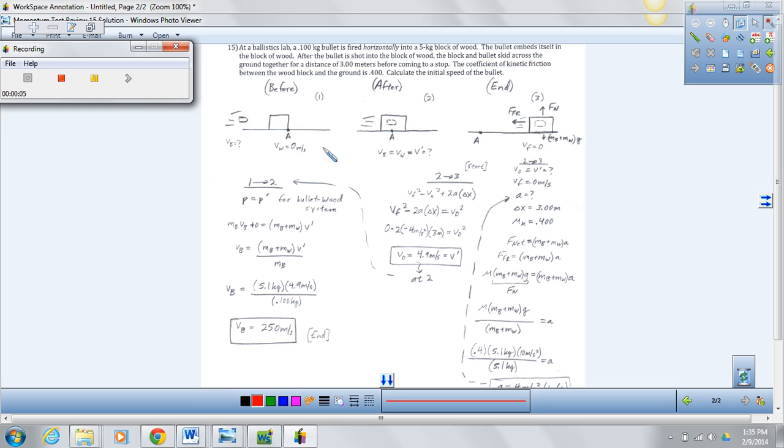The bullet embeds itself in the block of wood, and after the bullet is shot into the block, the bullet and block skid across the ground together for a distance of 3 meters before coming to a stop. The coefficient of kinetic friction between the wood block and the ground is 0.4. Calculate the initial speed of the bullet.